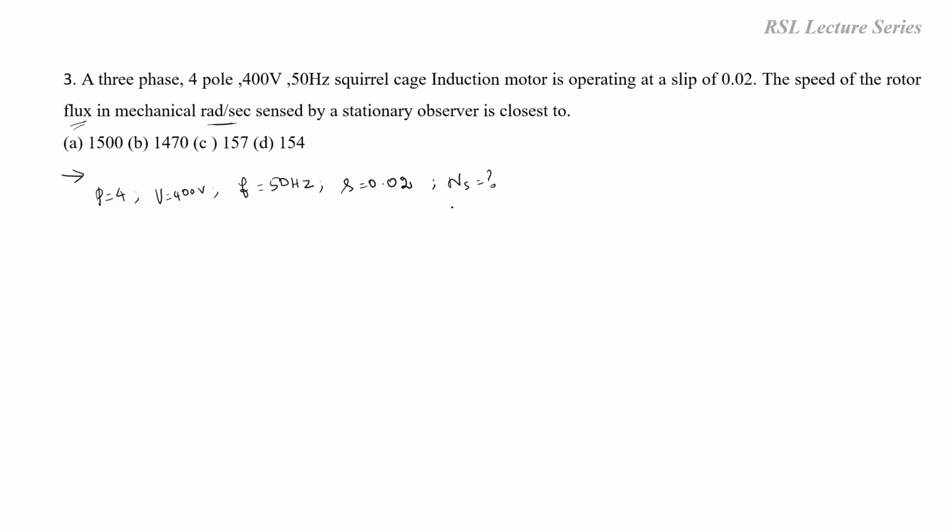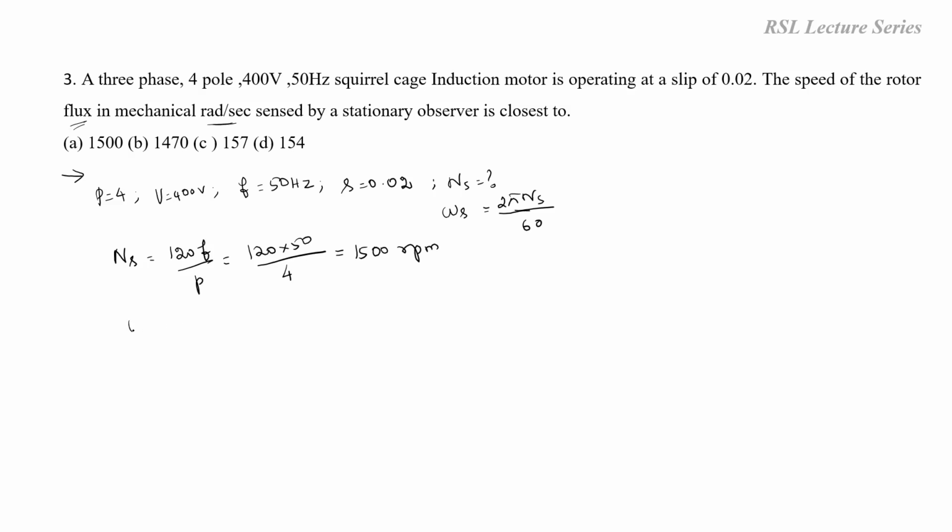So we have to find out the synchronous speed. Synchronous speed in radians per second is omega s, that is equal to 2 pi ns divided by 60. First we'll find out the ns value. So we all know the formula for ns. ns is equal to 120 f by p. So 120 into 50 divided by 4. So this will be equal to 1500 rpm.